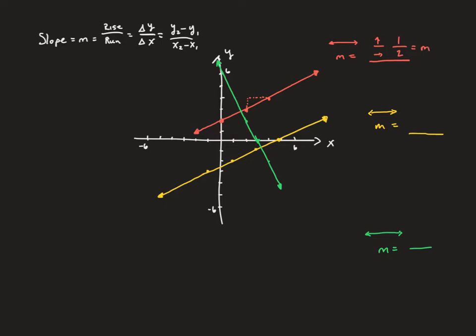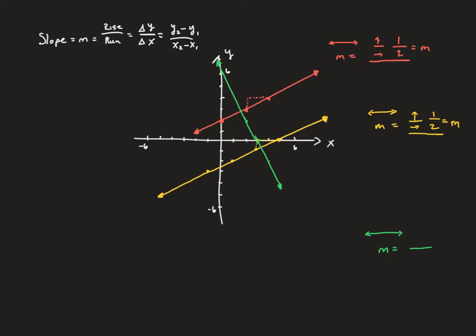If I turn around and look at the yellow line, if I start here at negative 1, 3, and I go up 1 and then over 2, again my rise over my run is going to be up 1 over 2, which is going to be my slope. So by definition, the red and the yellow lines are going to be parallel.